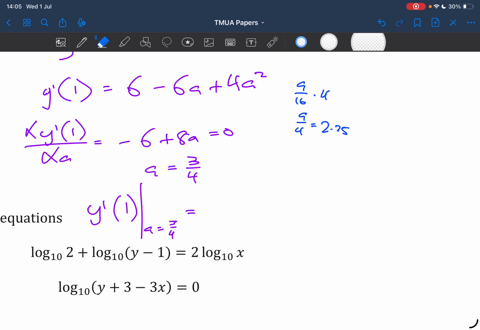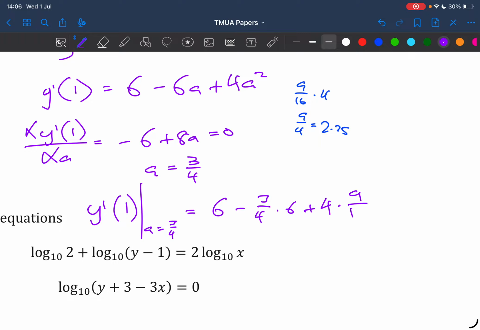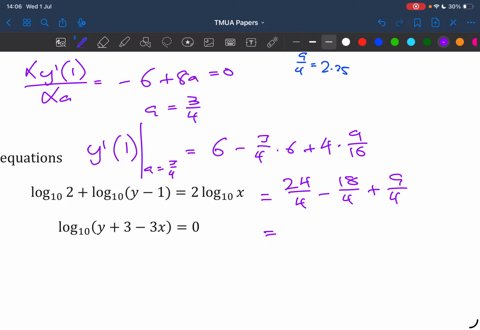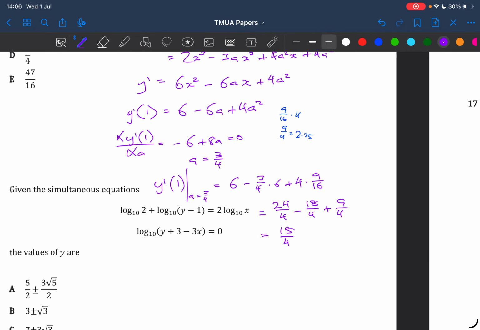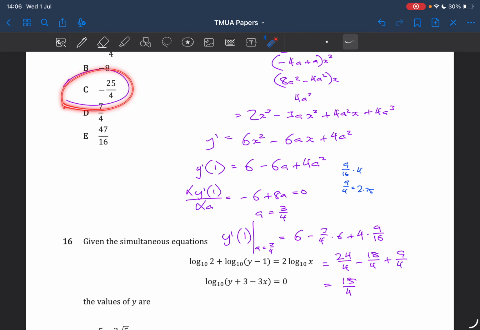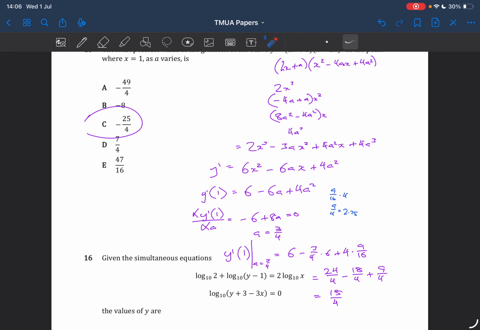I think that was all okay. Let's plug this all back in. Let's see what's going on. 6 minus... I'm just going to write it down, like 3/4 of 6 plus 4 times 9 on 16. So let's make everything over 4. 24 over 4 minus 18 over 4 plus 9 over 4. That's 15 over 4. That's the same I got last time, and it is not correct. It should be minus 25 as well. That's a big thing. Why is it minus?